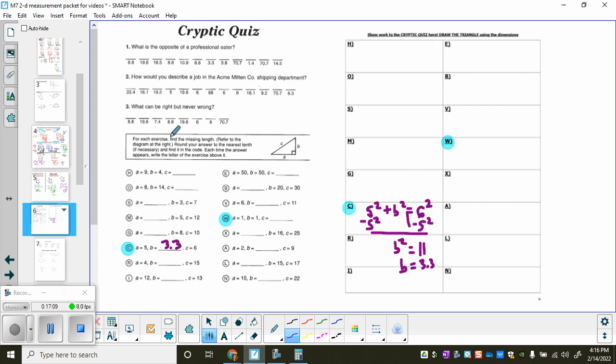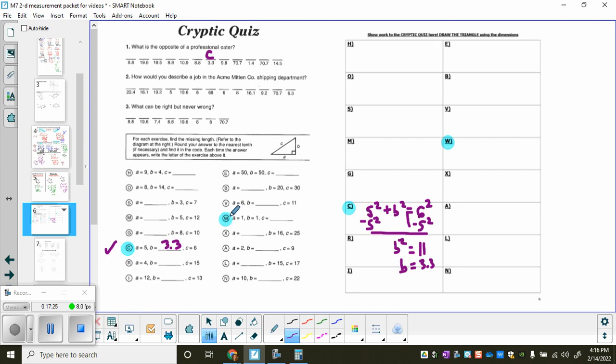So now up here, anywhere I see a 3.3, I'm going to fill it in with the letter C. All right, I don't see, oh, here's one. Just looking for my answer, 3.3. Okay, we got it. We're taken care of.